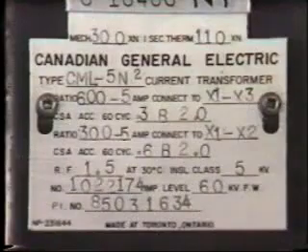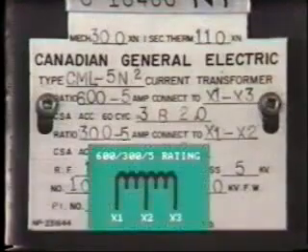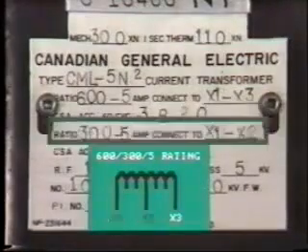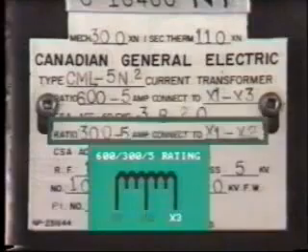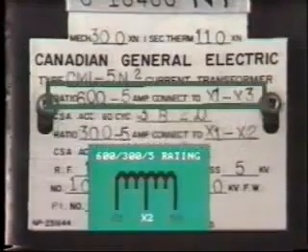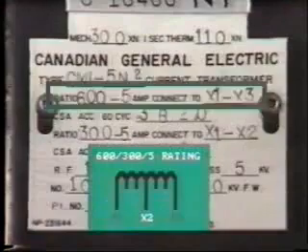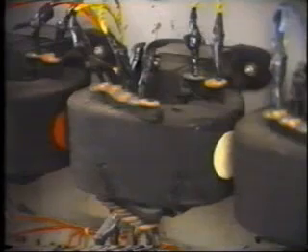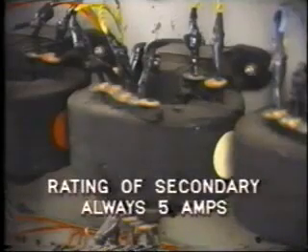But you will often see something like this, 600/300/5 rating. This rating indicates that the secondary of the CT has a center tap. The outer tap will provide twice as many turns, so the ratio will be twice as high, that is 600 amps to 5 amps. Often a large number of taps are provided so that the CT can be used for various applications. Note that in all cases, the rating of the secondary is 5 amps.